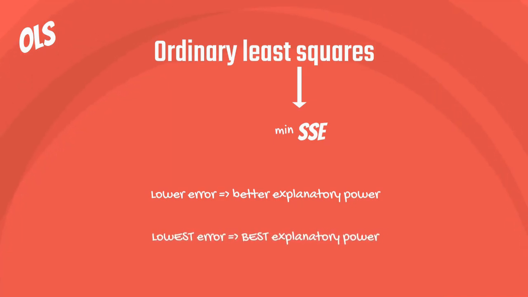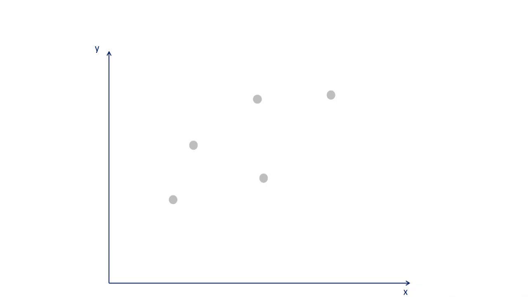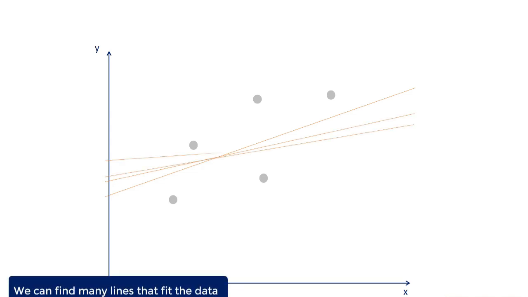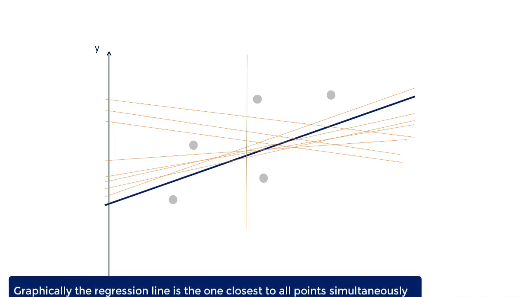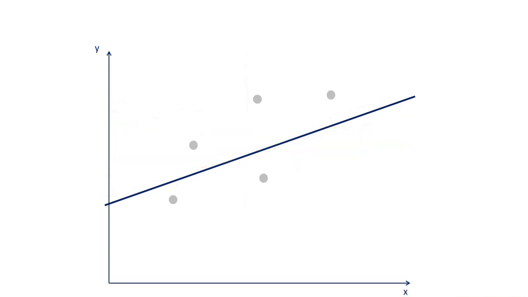All right, let's clarify things with this graph. We can find many lines that fit the data. The OLS determines the one with the smallest error. Graphically, it is the one closest to all points, simultaneously. The expression used to do this is this one.